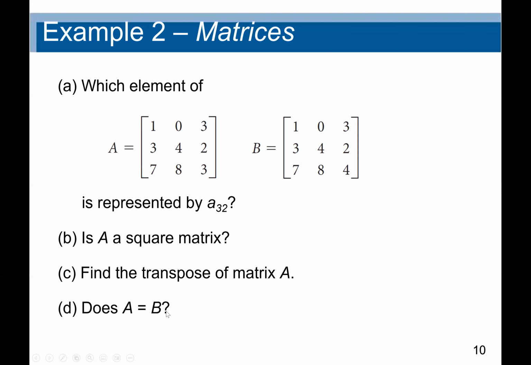Now does A and B equal? The size is the same and the element also must be the same, but we can see that in third row, third column, we have 3 for A, and third row, third column, we have 4 for B, but the rest of the values are the same. So matrix A is not equal to matrix B.